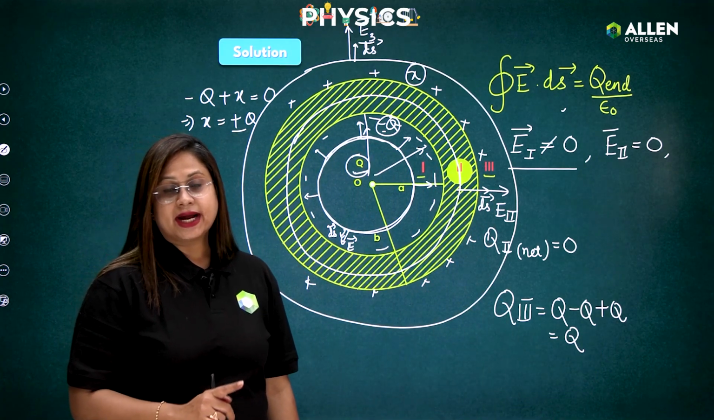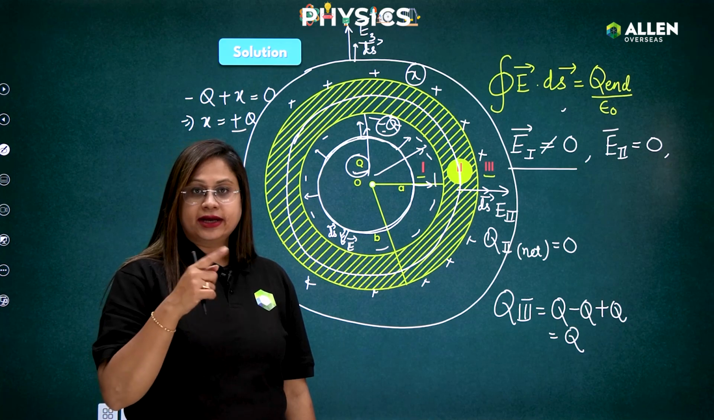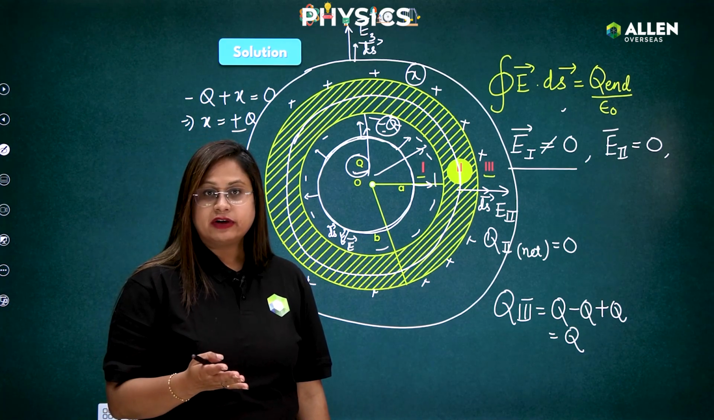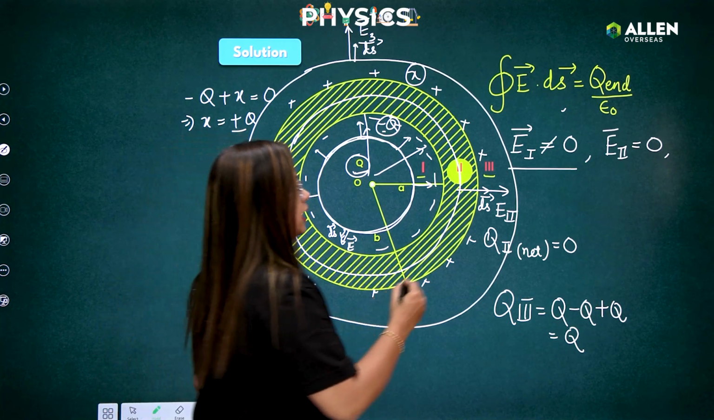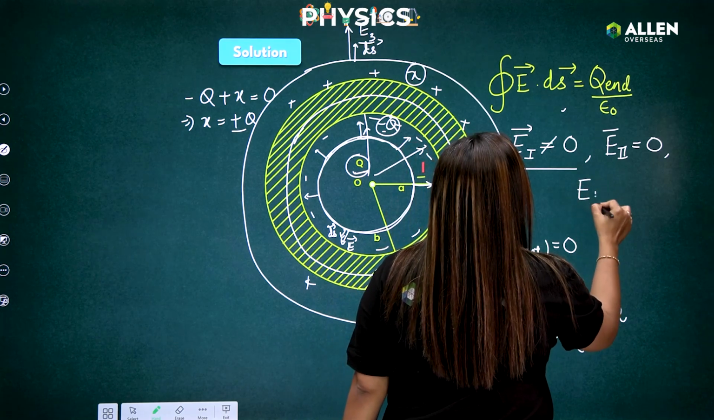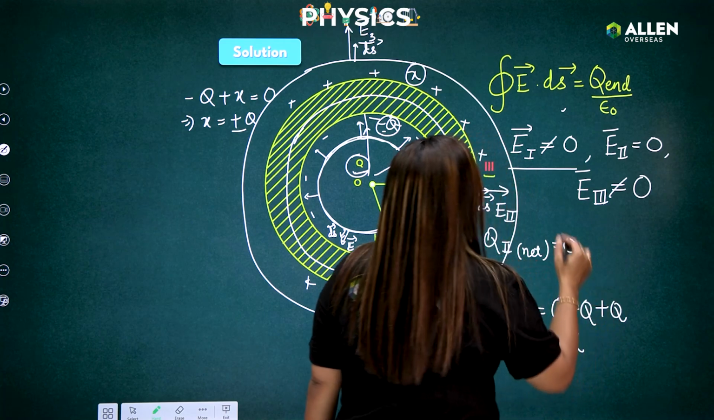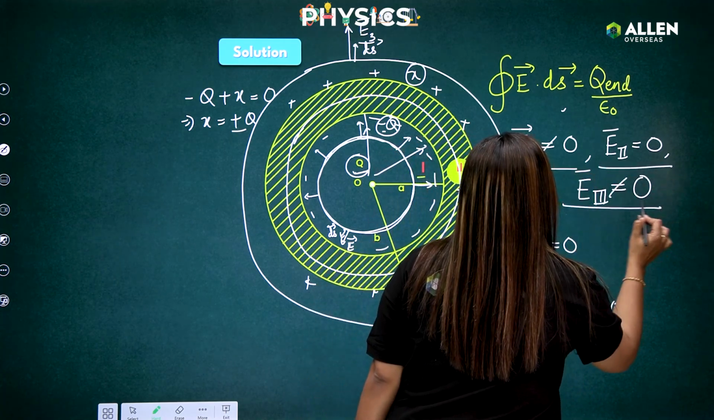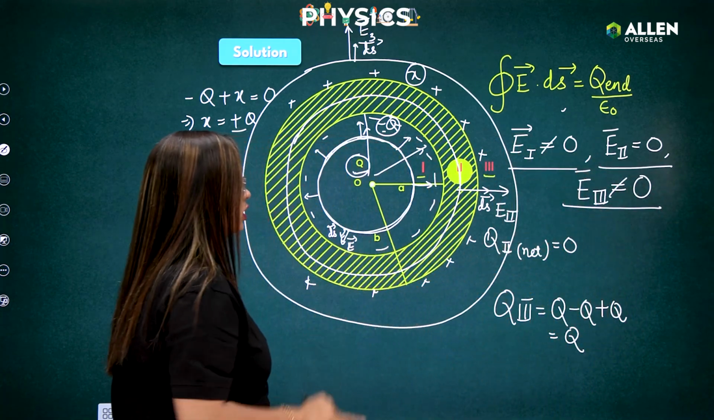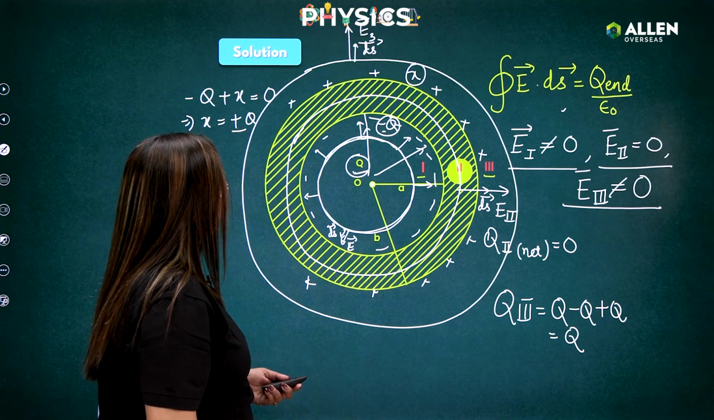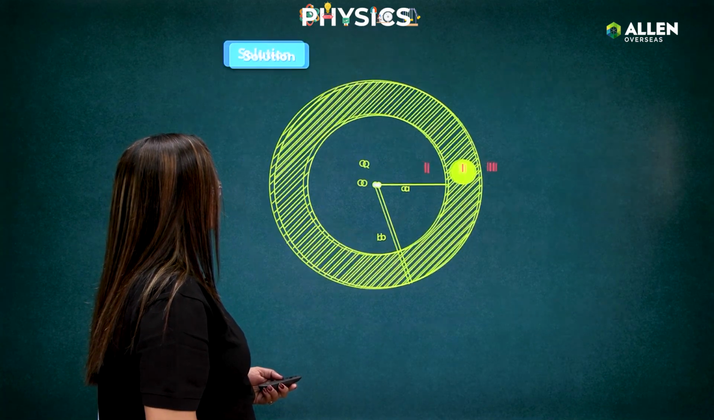So it also says that the charge enclosed inside this Gaussian surface is a non-zero value, which says that the electric field at the third part is not equal to 0. Now we got the value of the electric field for all the three regions. Let's come and compare the result.